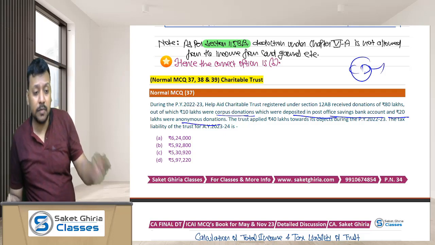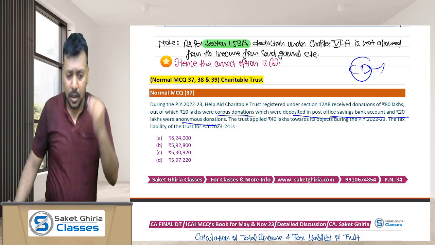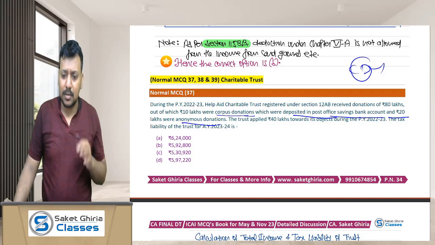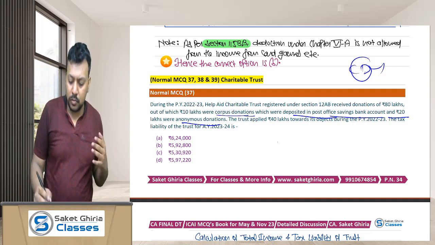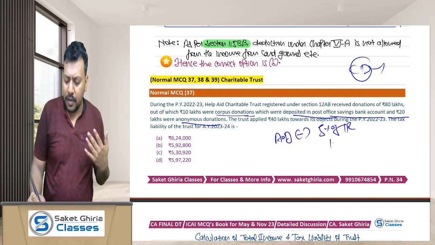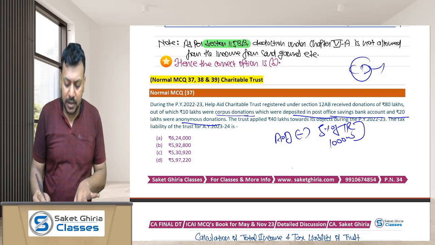Dear friends, as per section 115BC, anonymous donation will be taxed at a rate of 30%. But what portion of anonymous donation will be taxed at 30%? Sir, it is whatever anonymous donation you have received, less 5% of total receipt, or 1 lakh flat, whichever is higher. So what is the anonymous donation that we have received?